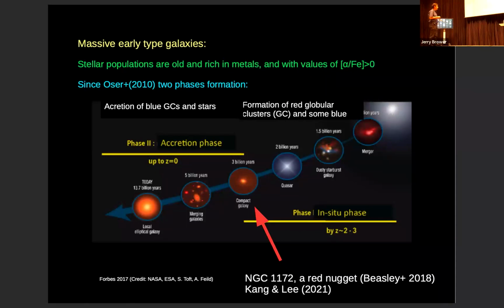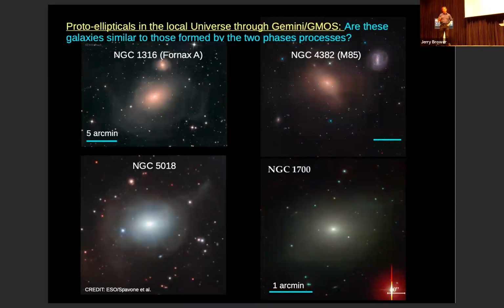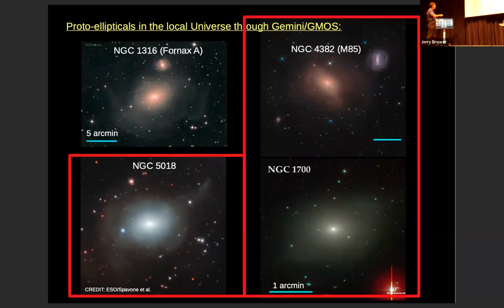In the first phase, the red, metal-rich globular clusters are formed, and some blue or metal-poor globular clusters too. And in the second phase, most of the blue globular clusters are accreted along with the low mass satellites. We started a program to study several examples of early type galaxies in the nearby universe, which show strong evidence of mergers or interactions. I will tell you about these three objects.